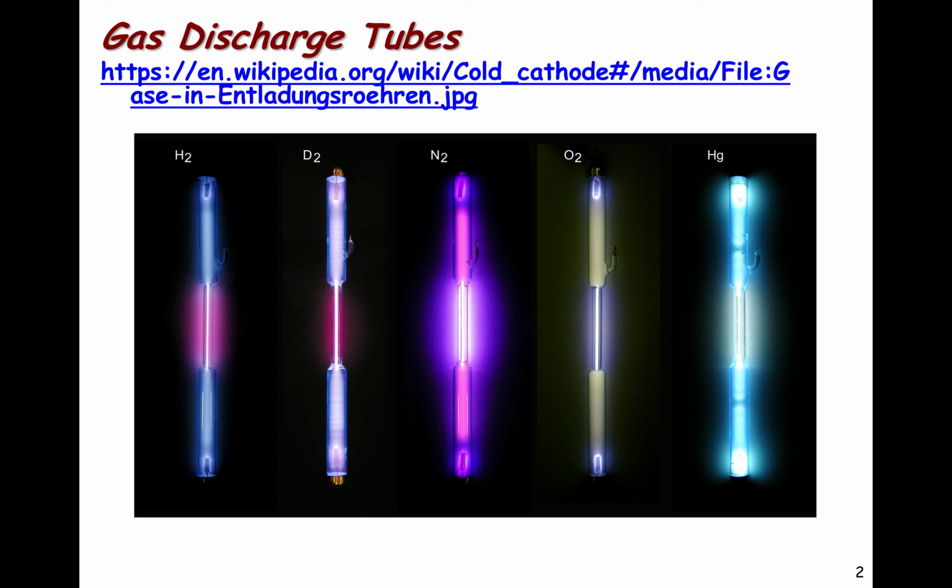These colors are very specific to the element that is present, and when you pass the light coming out of these tubes through a prism or a diffraction grating, you can observe what is referred to as the line spectrum for that element.